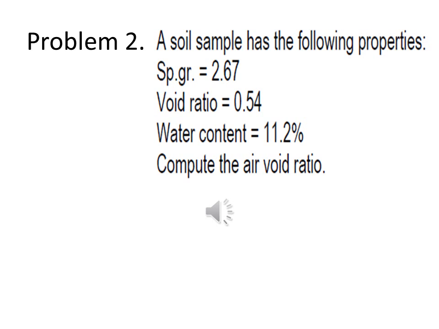Problem number 2. A soil sample has the following properties. Specific gravity is 2.67, void ratio is 0.54, water content is 11.2%. Compute the air void ratio.